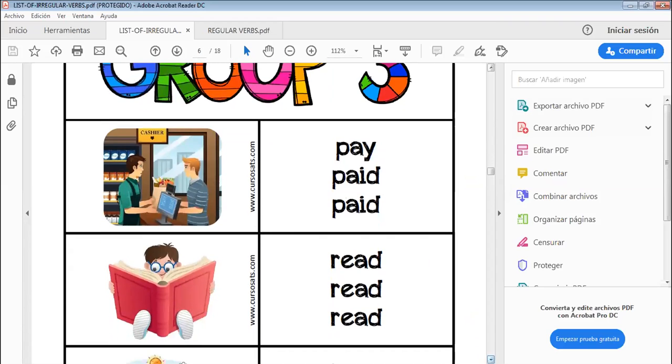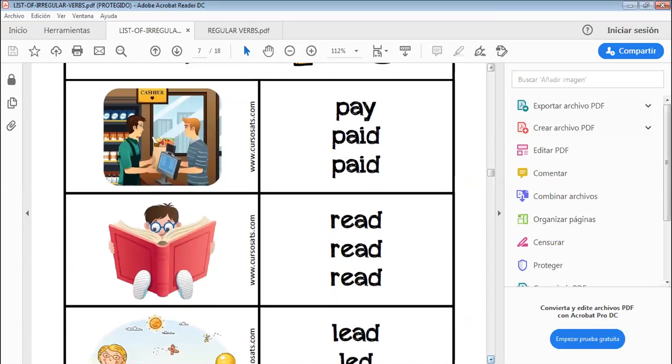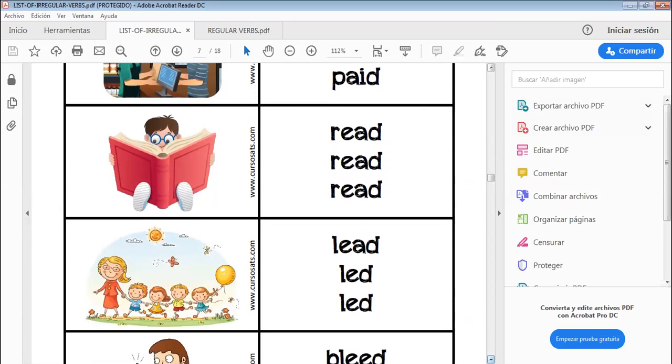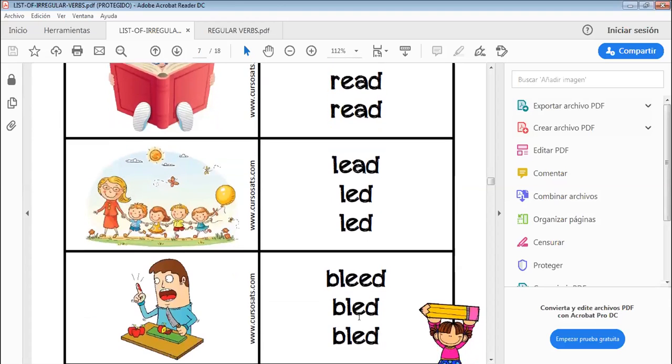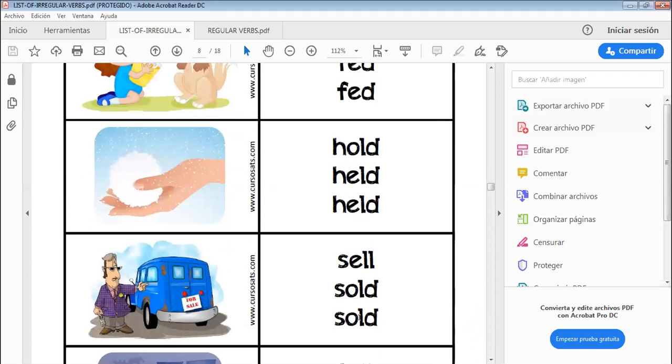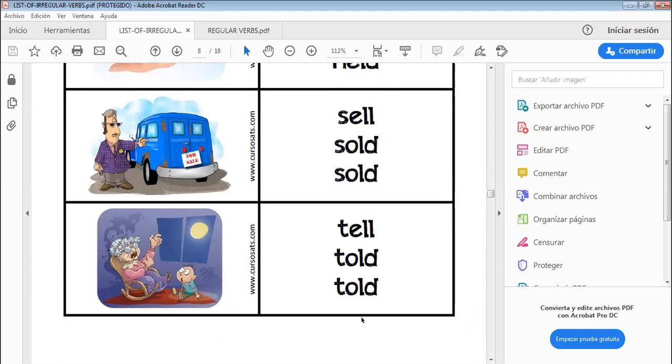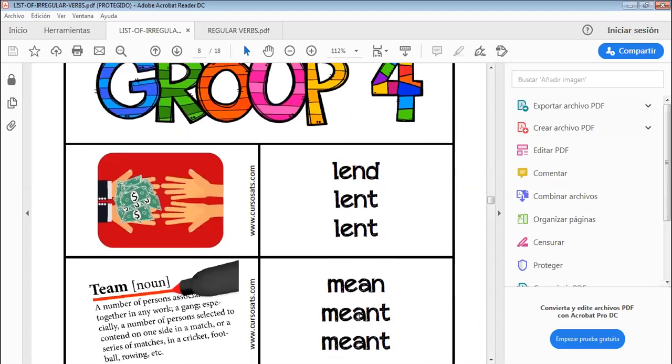So then we come to group number three. Pay, paid, paid. Read, read, read, right? But in this case, it sounds read, read, read. So it's written the same, but you have to say it differently in order to show that you're talking about the past tense of that verb. Lead, led, led. Bleed, bled, bled. Sell, sold, sold. Tell, told, told. So they have a similarity in the pronunciation.